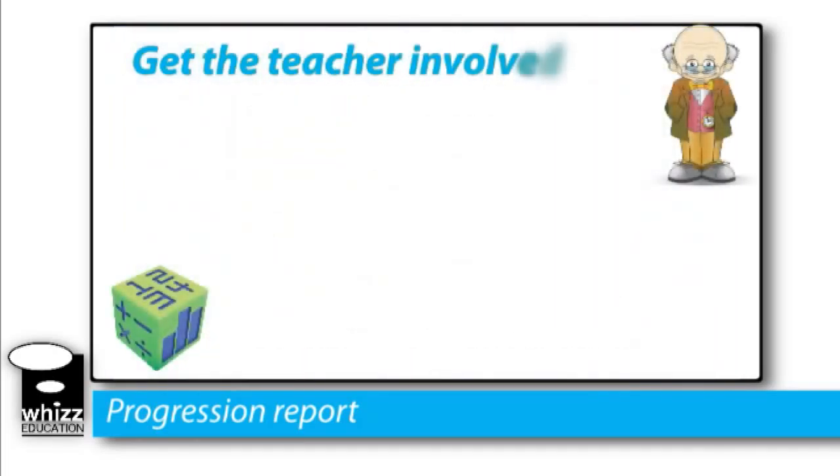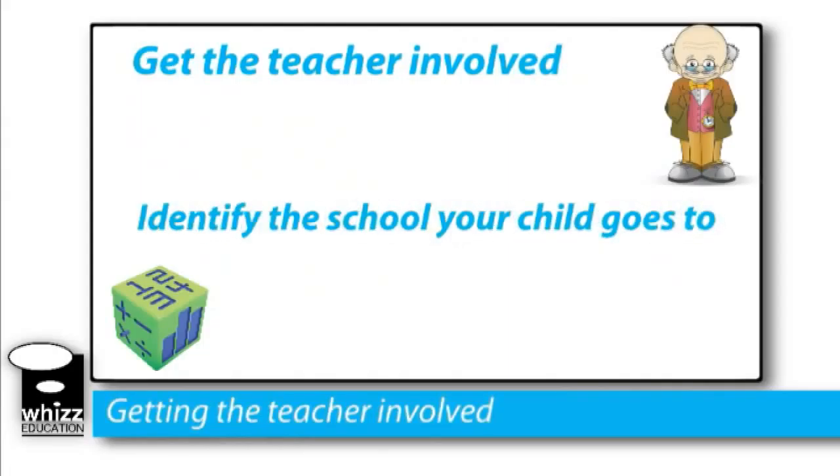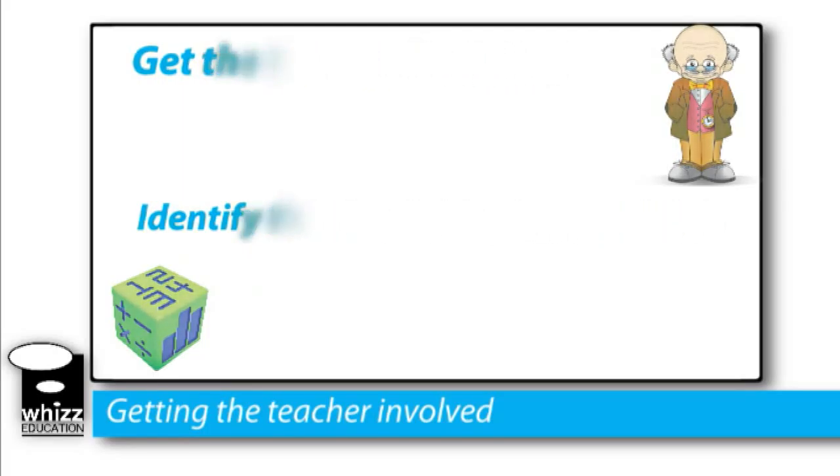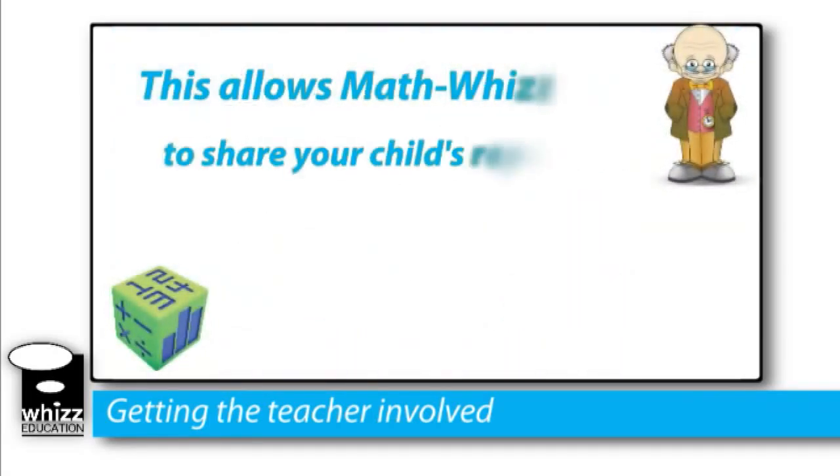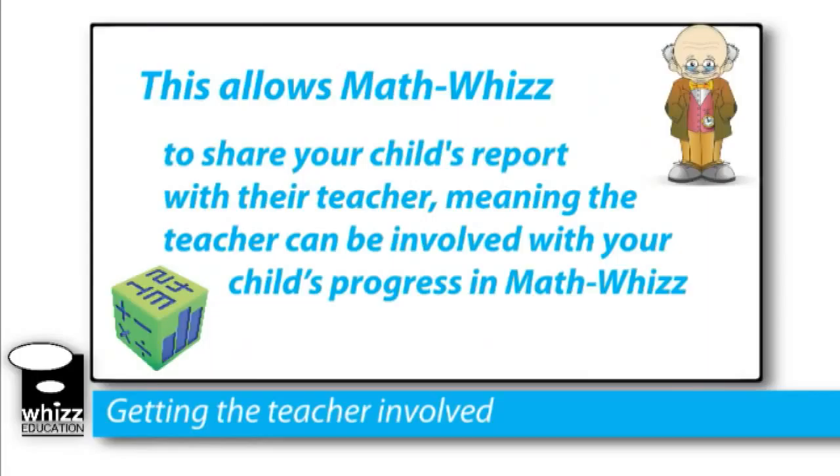In fact, one of the other things you can do as a parent is get your teacher involved, and you can do that by identifying the school that your child goes to. So for example, with Natalie here, you can identify the school Natalie goes to by clicking on Please Select here and identifying your child's school. What that will allow Math-Whizz to do is share your child's report with your child's class teacher. And that's really beneficial for you, because what that means is your teacher can be involved with your child's progress through Math-Whizz.